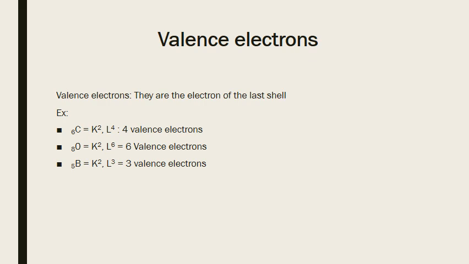Valence electrons are the electrons in the last shell. So, for example, in carbon 6, the electron configuration is K2L4, so we look at the last number here, so this has got 4 valence electrons. Oxygen 8 is K2L6, so we look at the last number here, so this has got 6 valence electrons. And boron 5, the electron configuration is K2L3. We look at the last energy level here, and it's got 3, so it has 3 valence electrons.